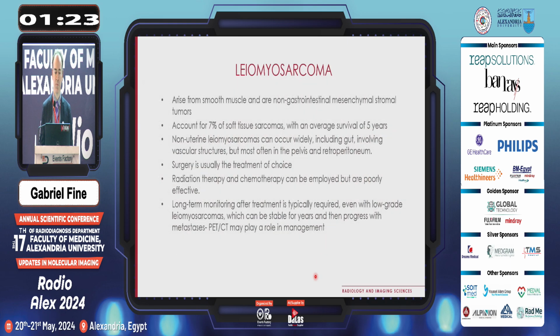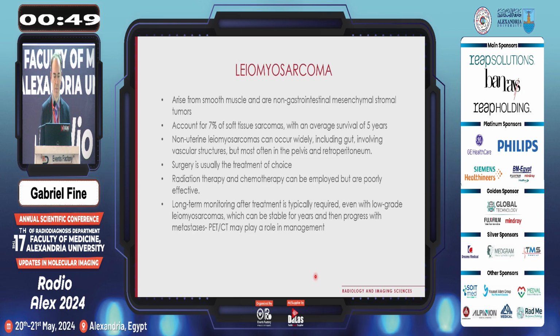Leiomyosarcoma arises from smooth muscle and is a non-GI mesenchymal stromal tumor. It accounts for 7% of soft tissue sarcomas, with an average survival of just 5 years. Non-uterine leiomyosarcomas can occur widely, including the gut, involving vascular structures, and most often occur in the pelvis and retroperitoneum. Surgery is usually the treatment of choice. Radiation therapy and chemotherapy can be employed, but typically are not very effective.